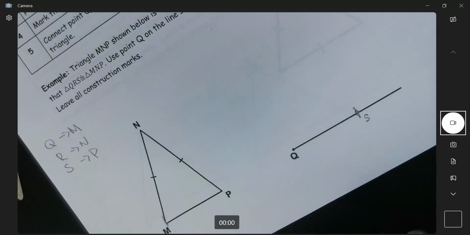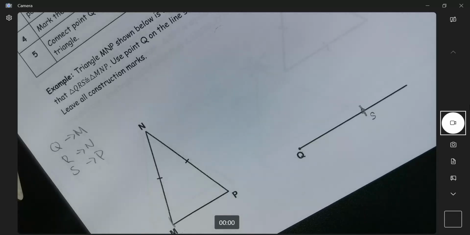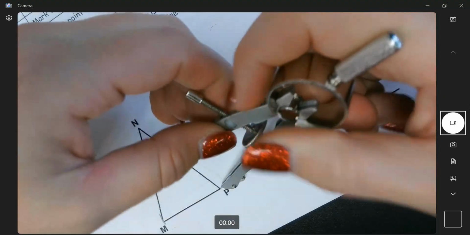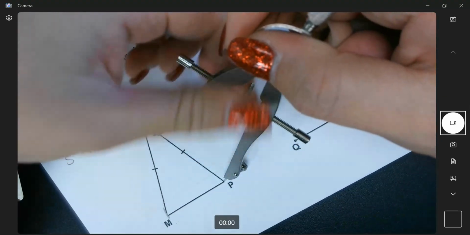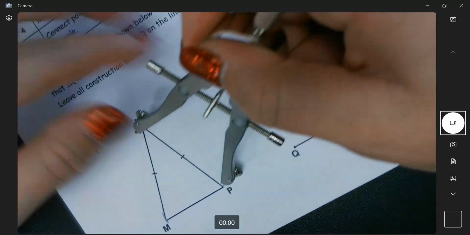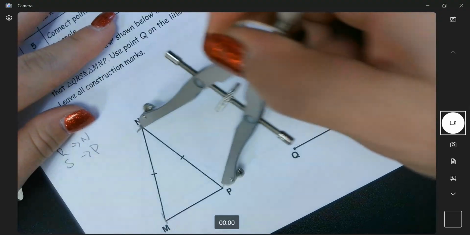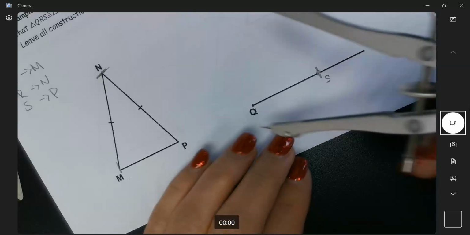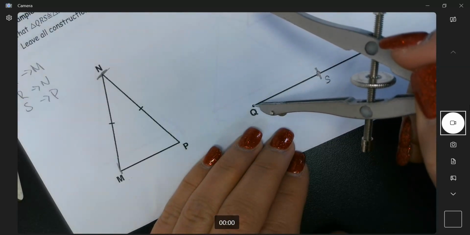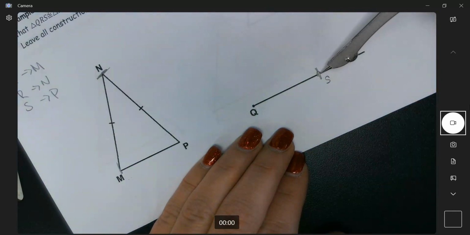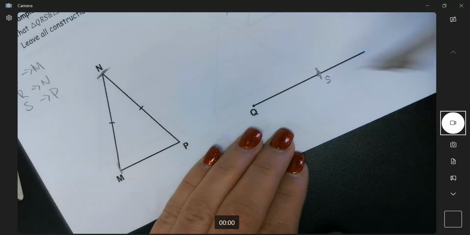Okay. So I found S, and it doesn't matter which side, either MN or PN, but I need to stretch my compass to be the length of one of them. So I'm going to just make it the width of PN. It doesn't matter, again, because these two sides here are the same length. Okay, so I have it the width of that, and it doesn't matter if you start at Q or S, you need the two arcs just like we did for the equilateral triangle. So I'm going to place that there, make an arc, then place the point on S, make another arc.